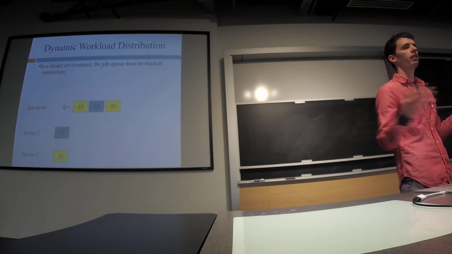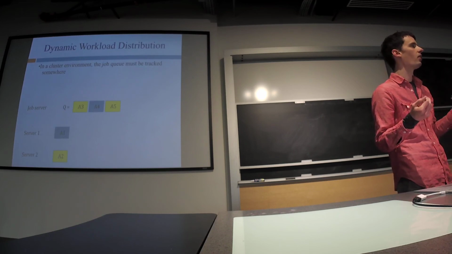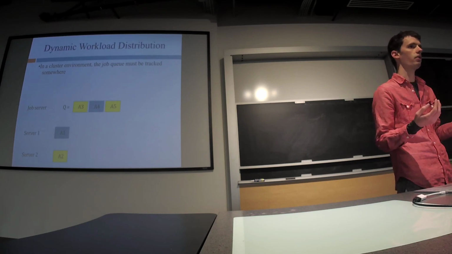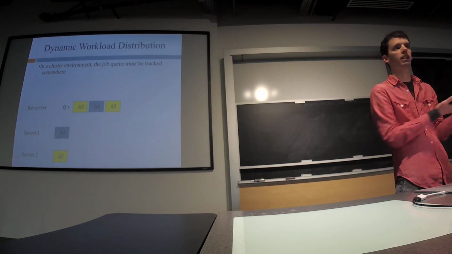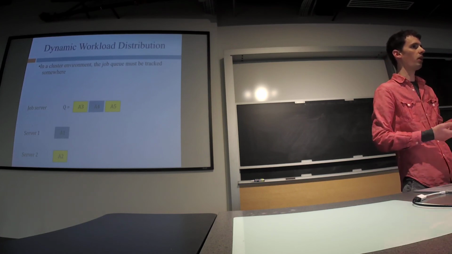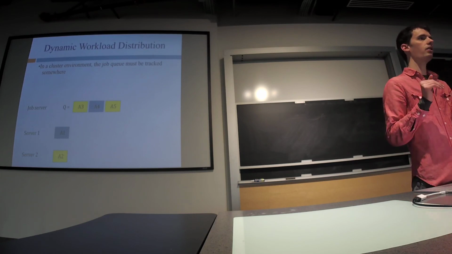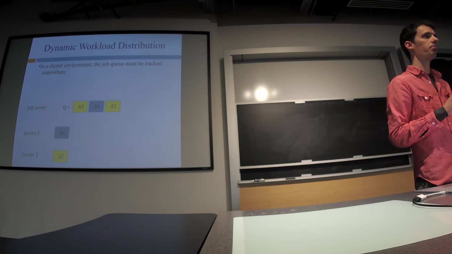Now you need, and remember there are thousands of servers here, you need to somehow dynamically distribute jobs to tens of thousands of servers and do it all in such a way that nobody gets the same job, nobody works on the same job twice. So you have maybe one machine just dedicated to tracking these jobs and handing them out to the worker machines.